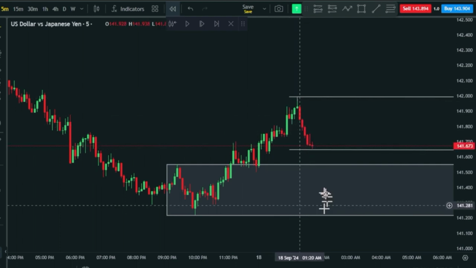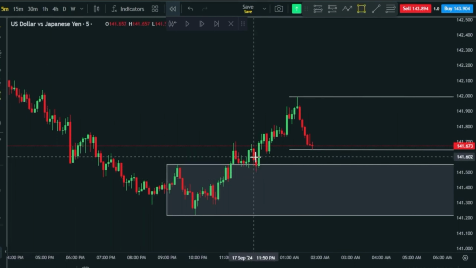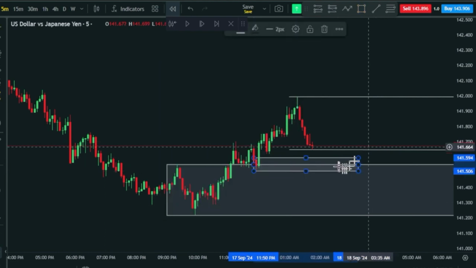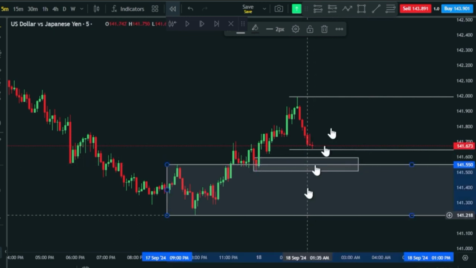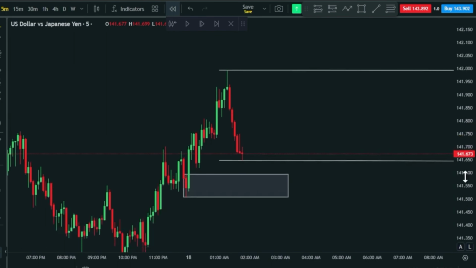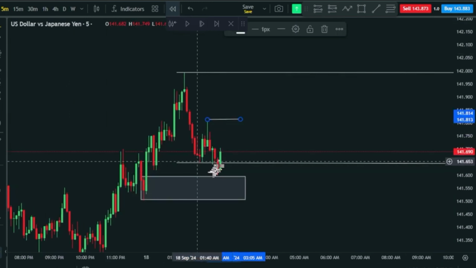We cannot enter blindly just because price has swept the low. We have to wait for a change of character. Take note, we do have an order block here on the 5-minute chart. You can refine your order by using this one here. Now we can patiently wait for the price to reach this order block. This makes it a high probability CRT setup.